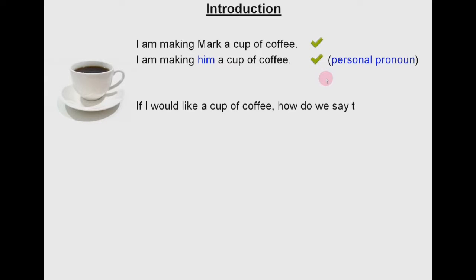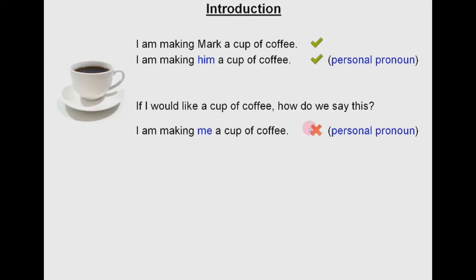But if I would like a cup of coffee, how do we say this? So if I want a coffee, how can we say this? I am making me a cup of coffee. So this is wrong. We cannot say this with a personal pronoun. Here I have said me, which is a personal pronoun, but this is wrong. I am making myself a cup of coffee. This is now using a reflexive pronoun, myself, and this is correct.